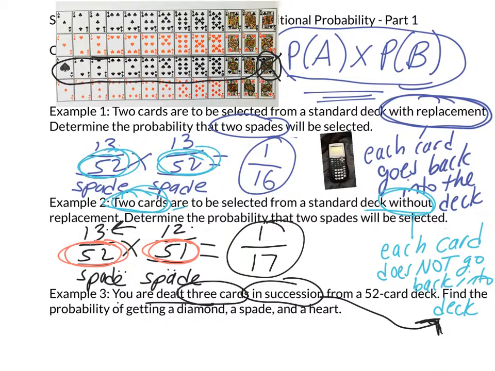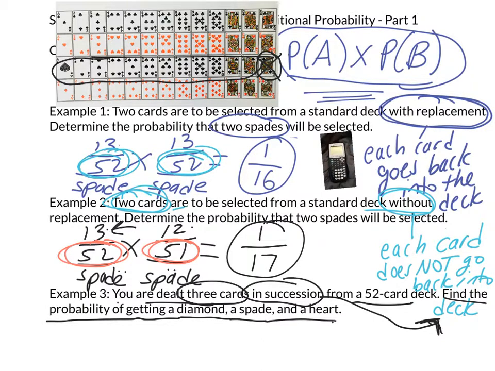In succession, or it might say successively in the homework, it all means the same thing. In the homework, they love using the donut or the chocolate candy examples. They say you eat the donut, you eat the candies. That also means without replacement because the donuts are not going back into the pack. From a 52 card deck, find the probability of getting a diamond, a spade, and then a heart.